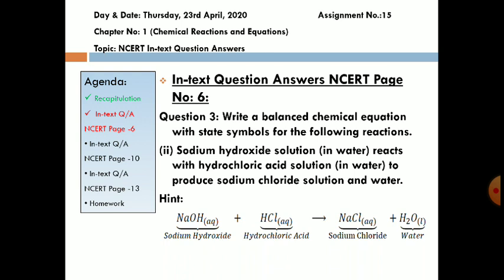Sodium hydroxide, chemical formula is NaOH. Hydrochloric acid, chemical formula HCl. Sodium chloride, chemical formula NaCl. And water, we all know, H2O. So the balanced chemical equation becomes NaOH plus HCl gives NaCl plus H2O.